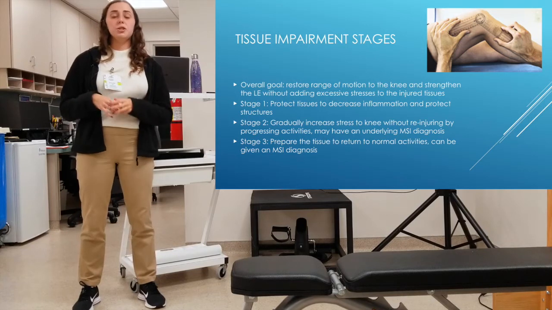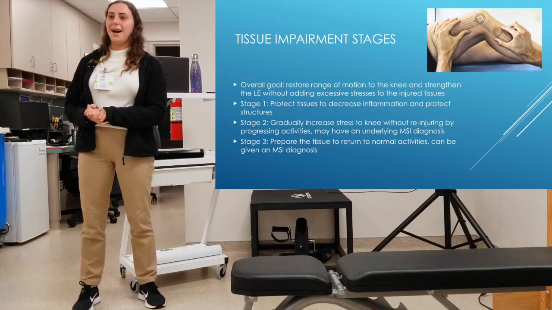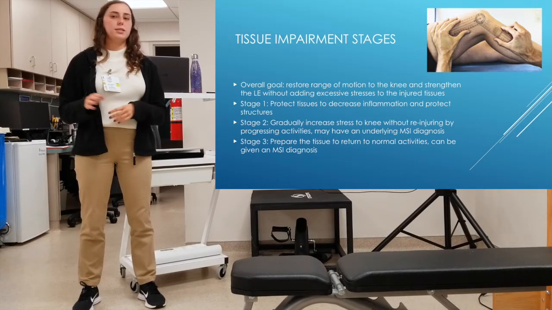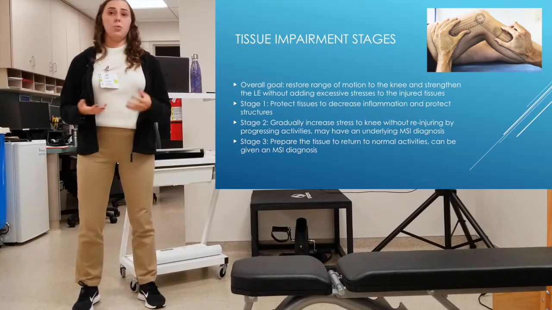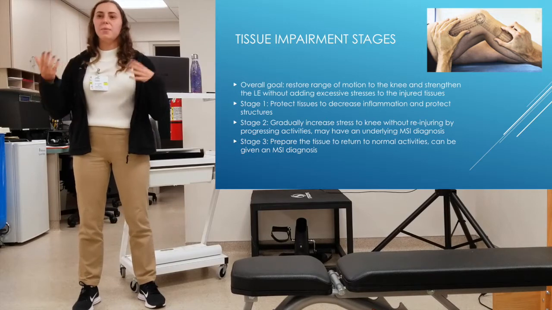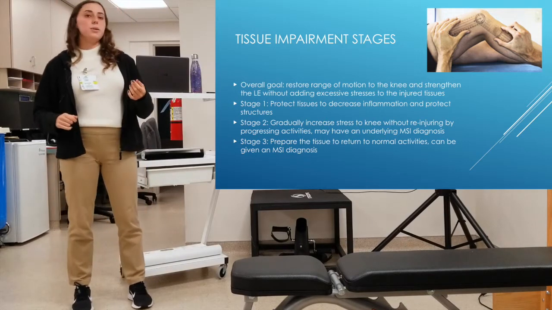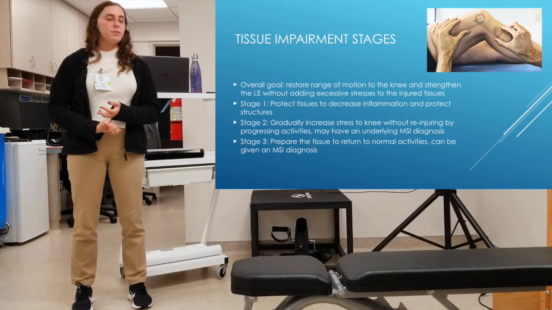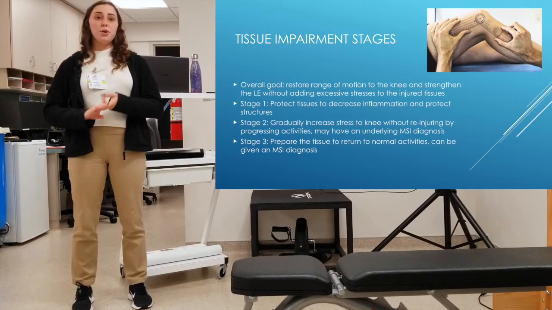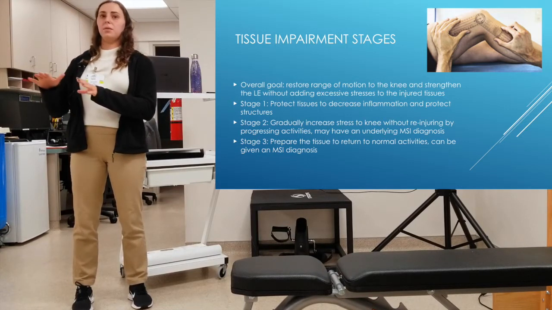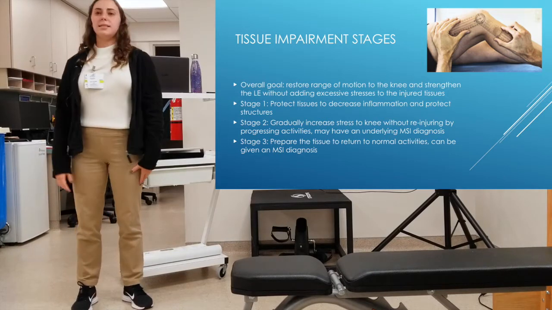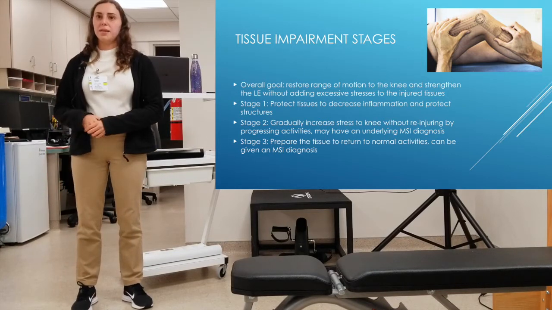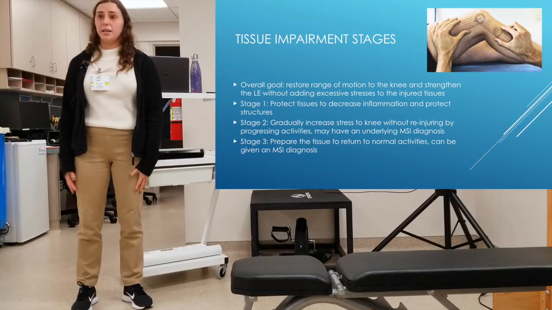Stage 2, you can do a little bit more. At this point, you might have an underlying MSI diagnosis. Again, you can't do all the tests with them to fully make your decision on what diagnosis to give them, but you might be having that underlying idea. So we can kind of do a little bit more, progress some of those exercises, start putting more stress on them, but still be careful. We want to avoid that re-injury. And then stage 3, I never really give stage 3 because at that point I'll just give an MSI diagnosis to the patient.